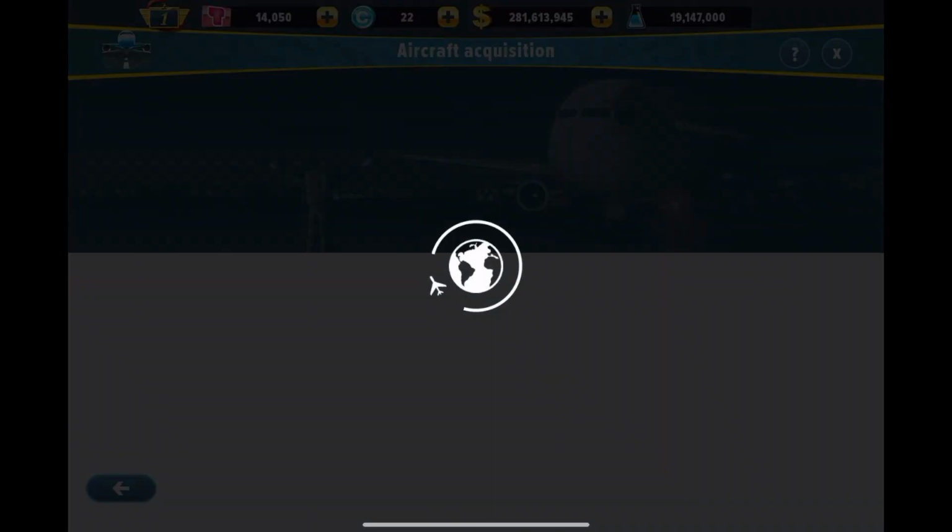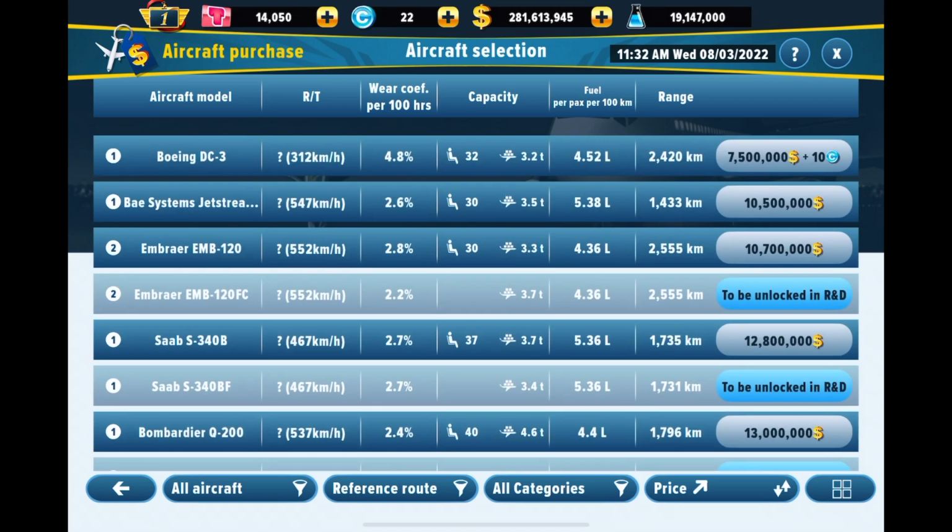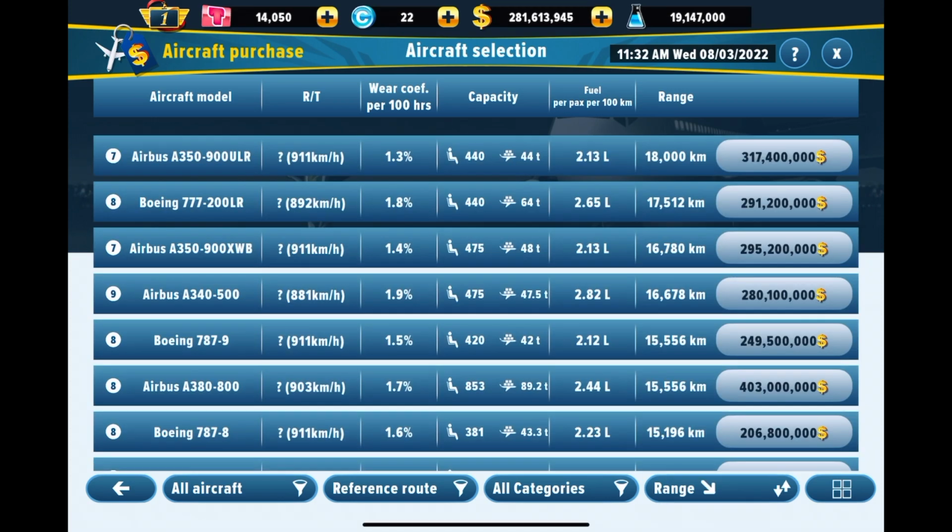Let's purchase an aircraft. Yep, so 291. I just have 281 million in my account right now. There is one aircraft, that is the Airbus A350-500, that seems to be compatible. It has a range of 16,678 kilometers. So the route between Australia and Germany should be possible with this.